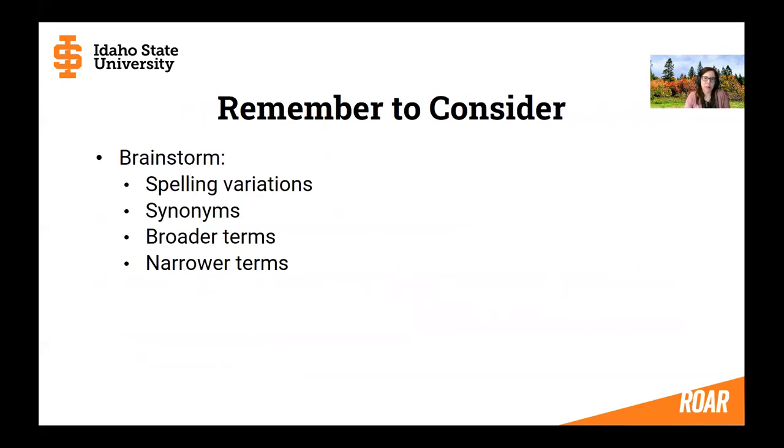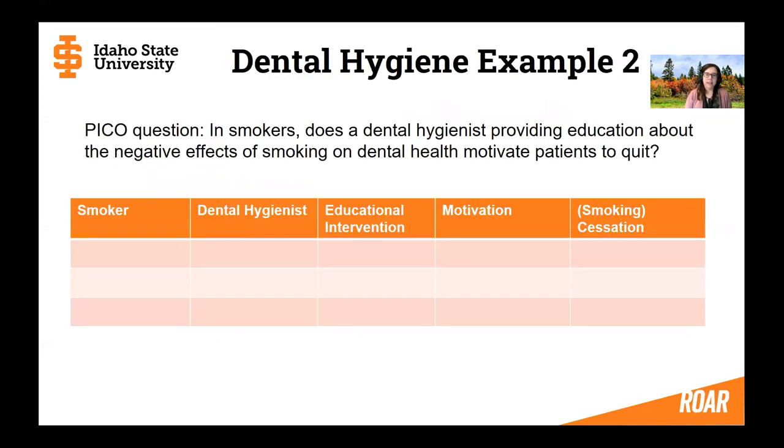Now, here's what you need to remember to consider. You need to brainstorm spelling variations, synonyms, broader terms, and narrower terms. A broader term is gum, and a narrower term is chewing gum. That's what that means.